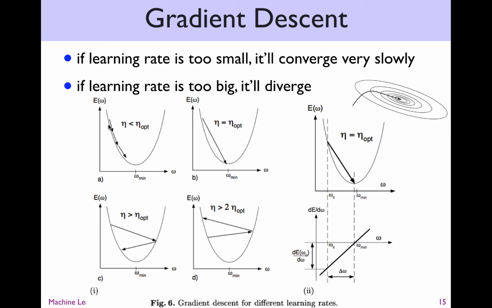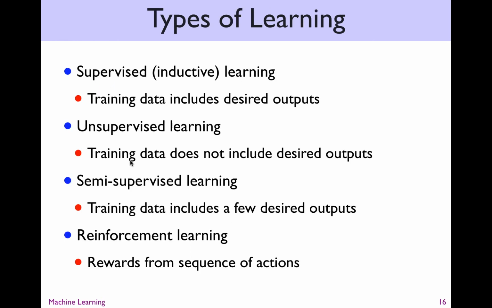But if the learning rate is reasonable, it will eventually converge to the local minimum, not necessarily the global one. Okay, different types of learning scenarios.